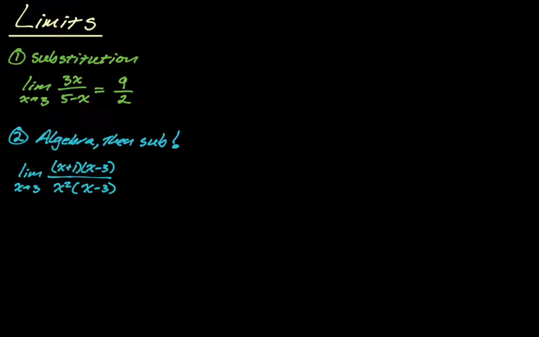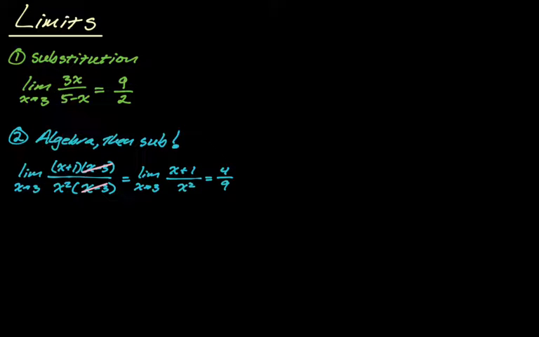0 over 0 is like a mathematical code for try to do something else. In this case, I can pretty clearly simplify the x minus 3's. So if I cancel those, I am left with the limit as x approaches 3 of the quantity x plus 1 over x squared. And now if I substitute in, I just get 4 over 9, and that's my answer. So substitution works frequently. Algebra and then substitution also often works.